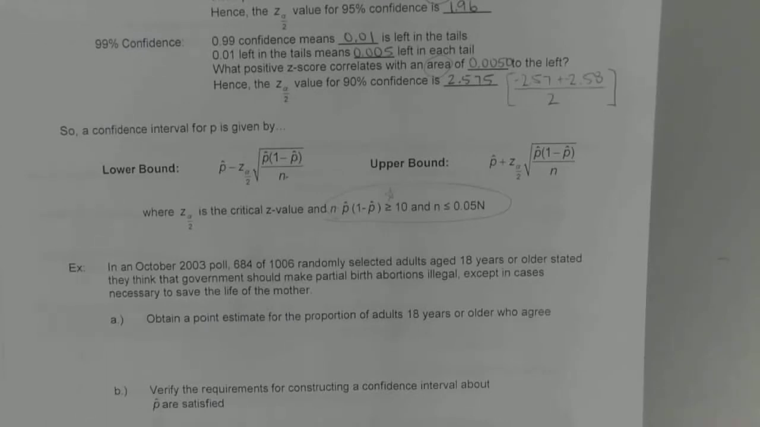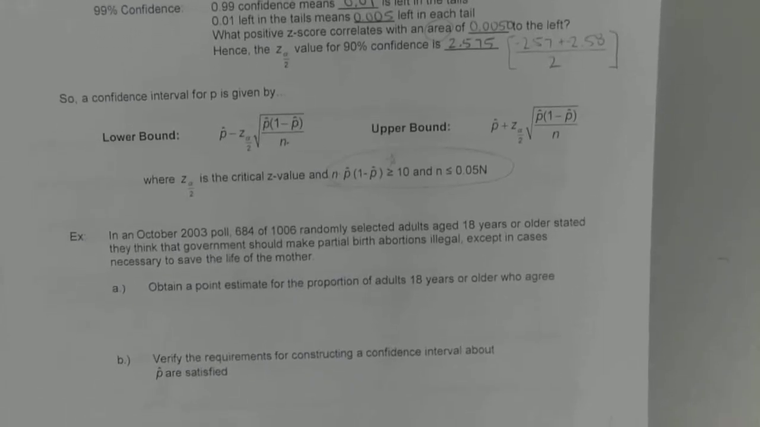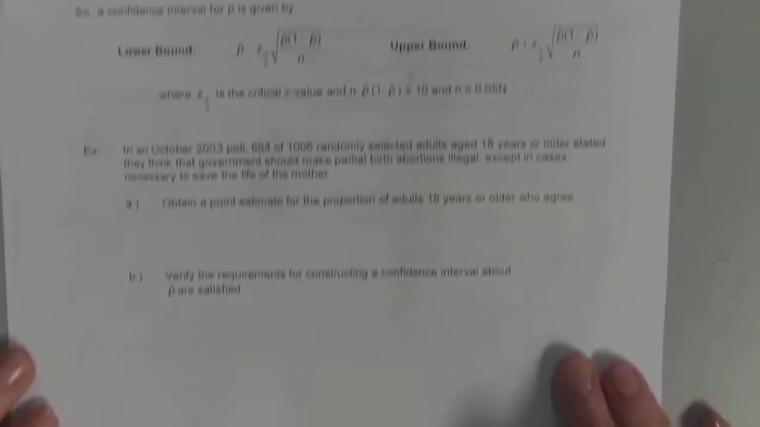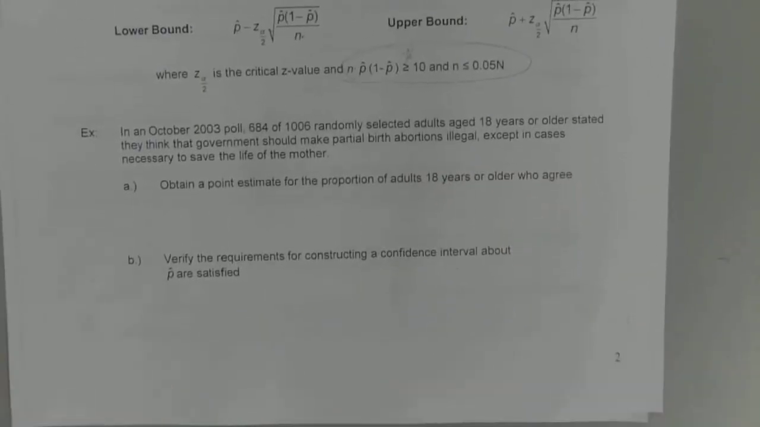Okay? So let's see what, this is actually kind of, I try to mimic your homework as much as possible, okay? So the very first thing they're going to give you is they're going to give you the problem, but they'll ask for the point estimate first. So let's go ahead and read what's going on. It says, in October 2003 poll, 684 of 1,006 randomly selected adults aged 18 years or older stated that they think government should make partial birth abortions illegal, except in cases necessary to save the life of the mother.